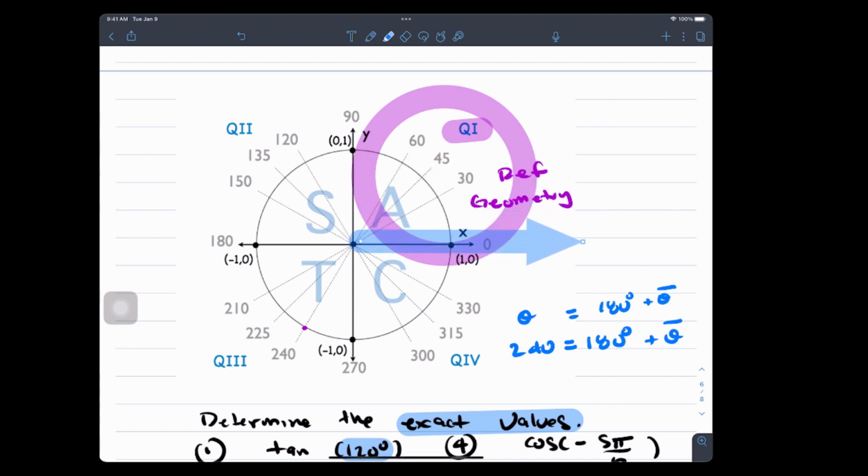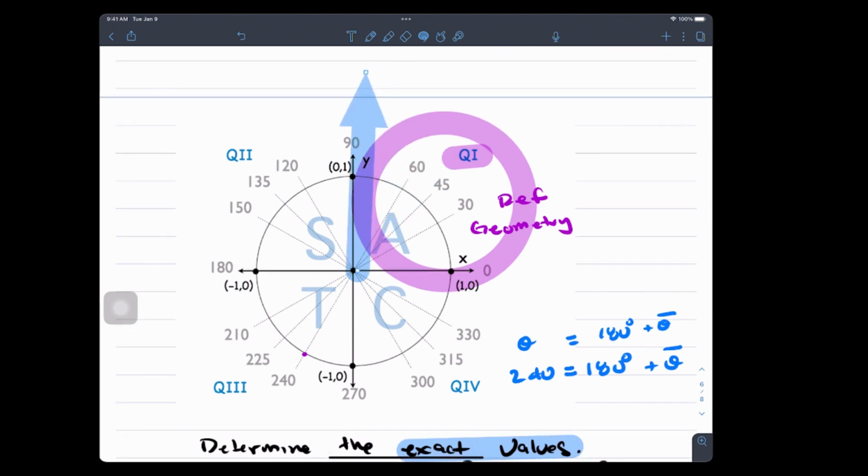45 degrees, if I rotate my ray, here's 45 degrees. That's 1 times 45. This will be 2 times 45. This is 3 times 45. This is 4 times 45. And then this is what? 5 times 45. So it's really a 225 degree angle.